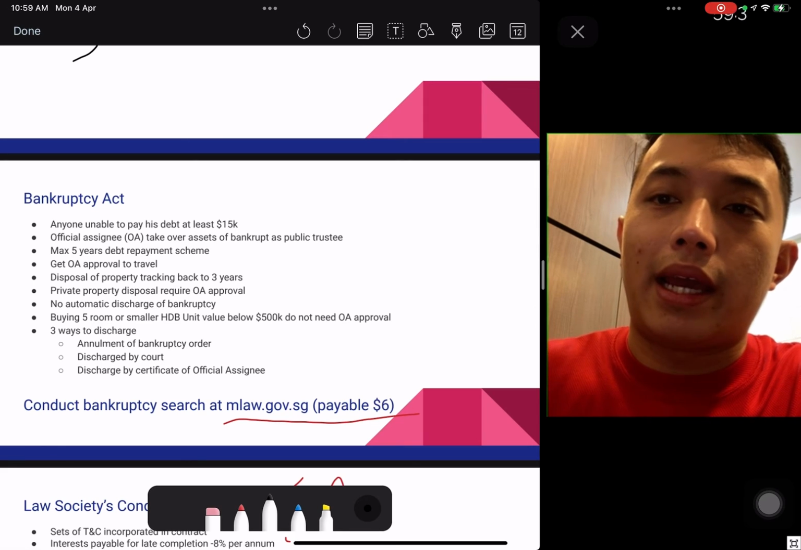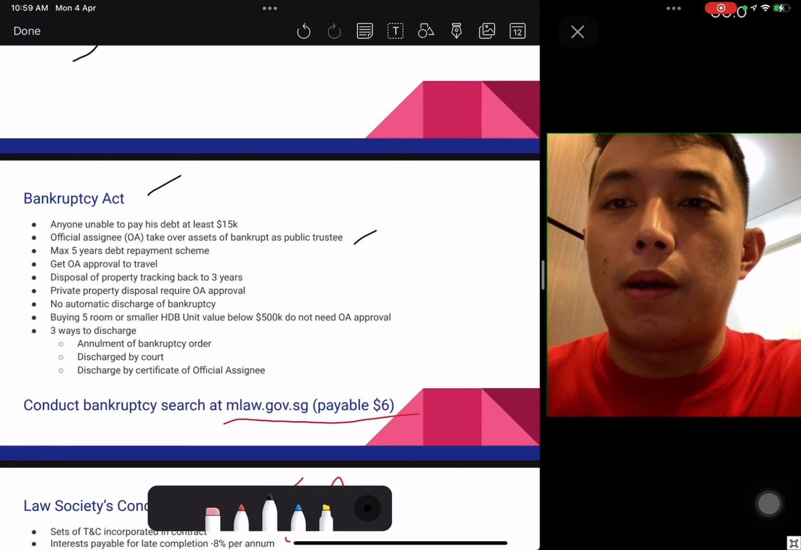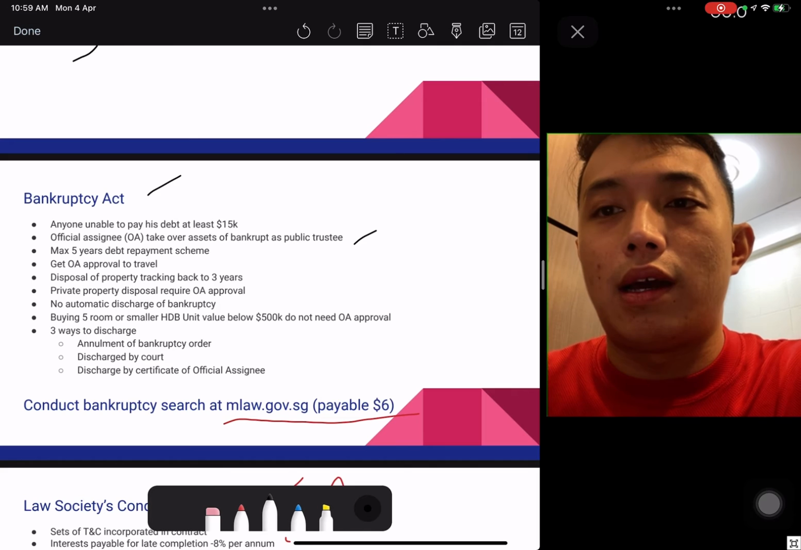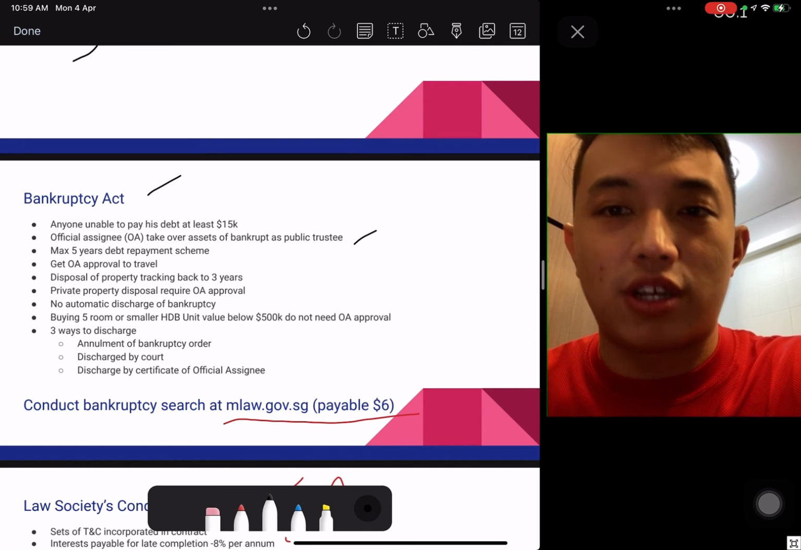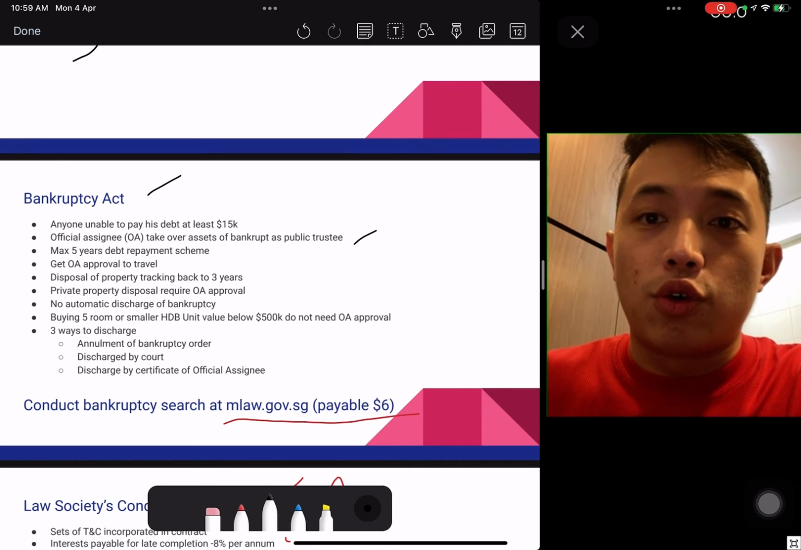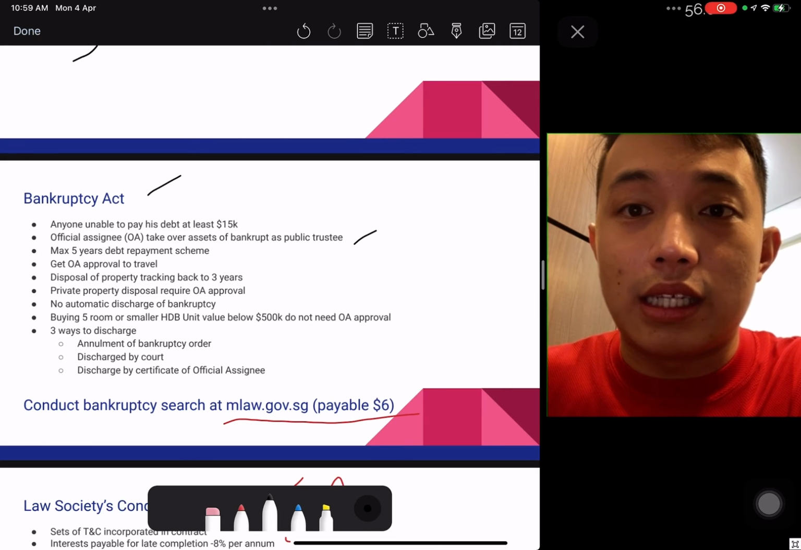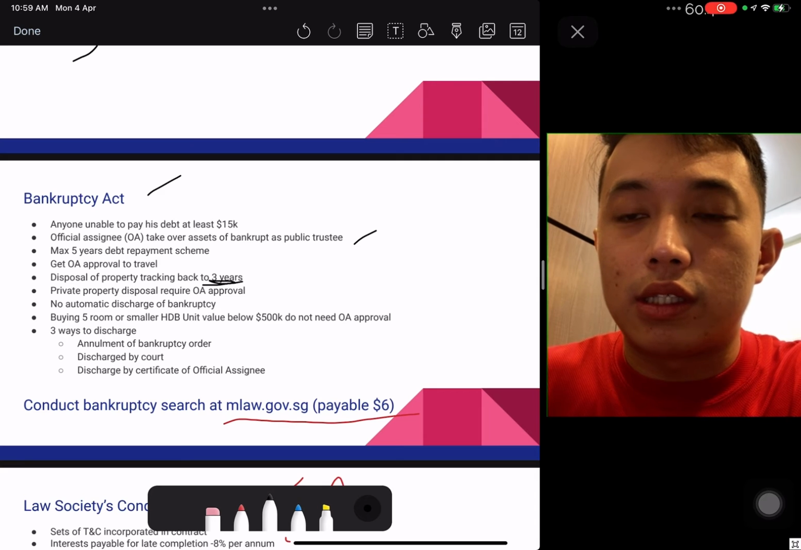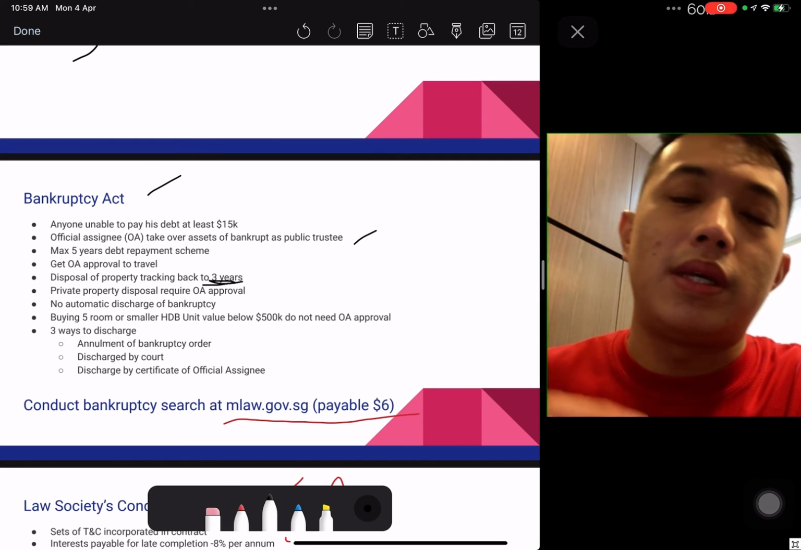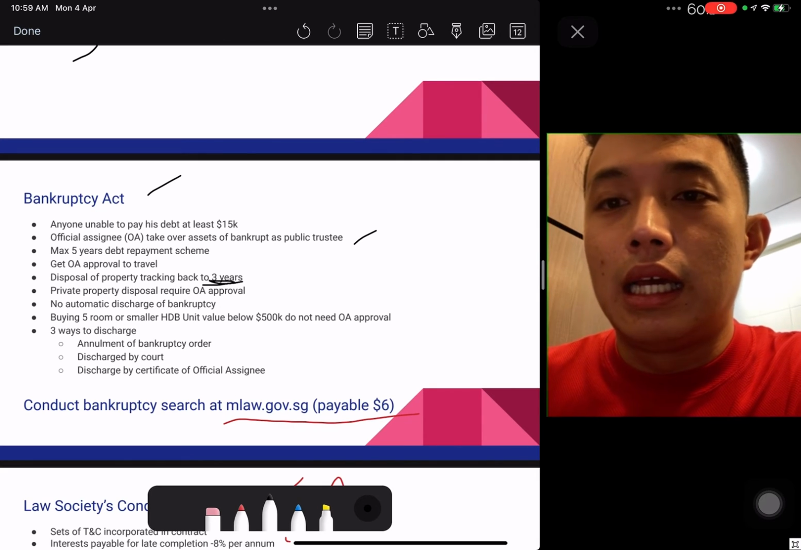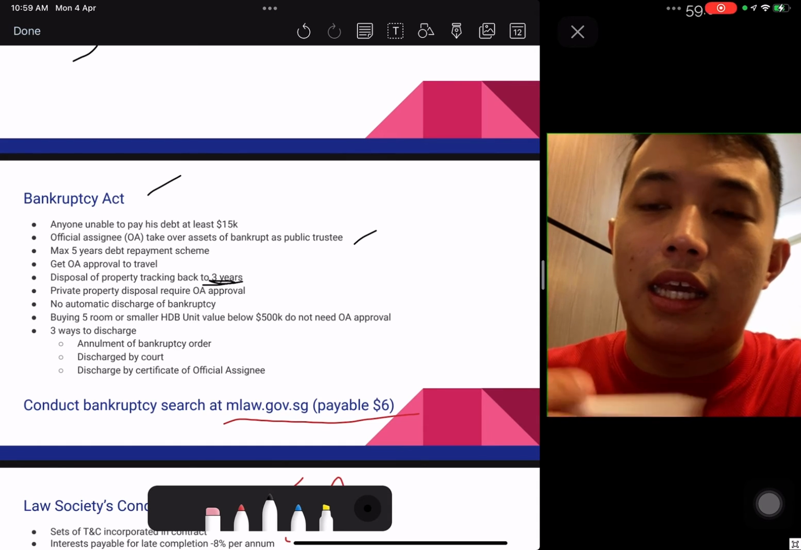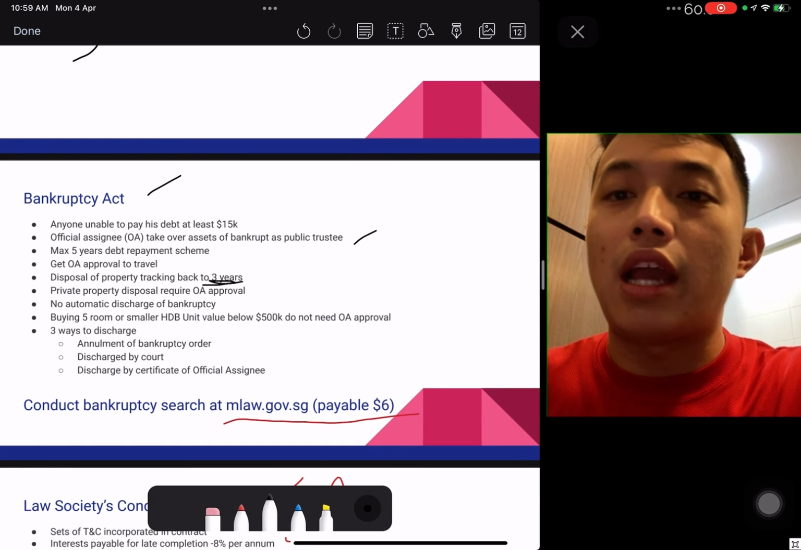For the Bankruptcy Act, the OA will take over the assets as a public trustee. The rest of the acts are not going. Any disposal of property will track back 3 years. Any property disposed within 3 years will be dishonored, so it's viable for the OA to take action against it.